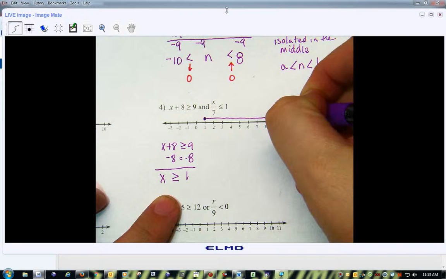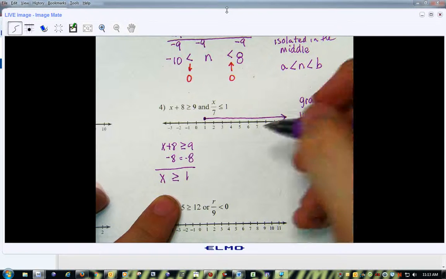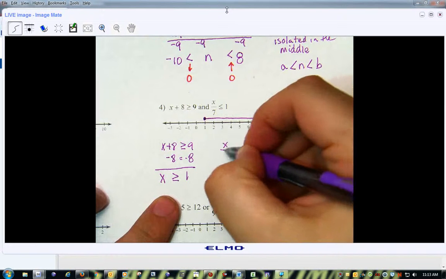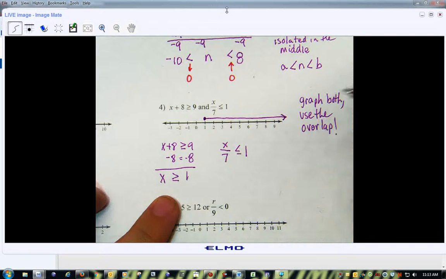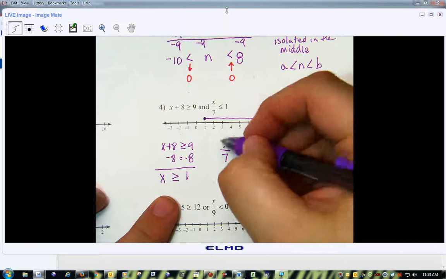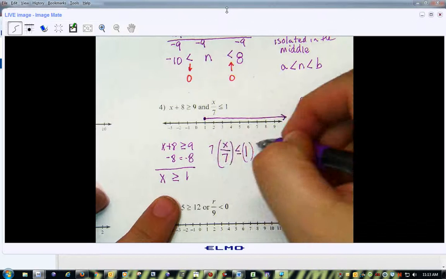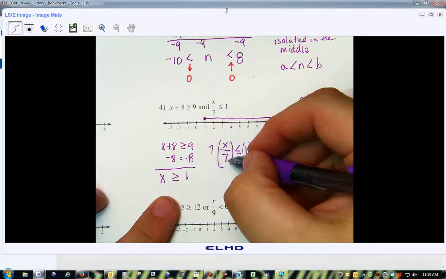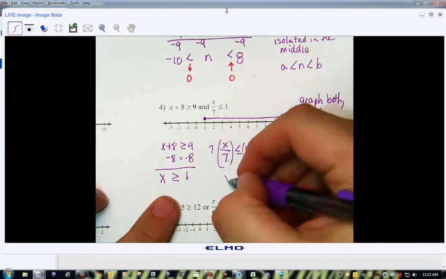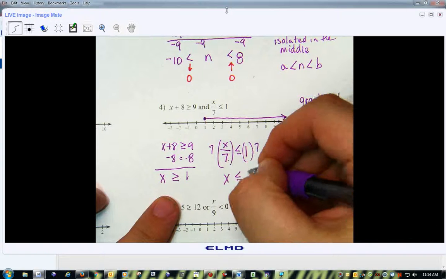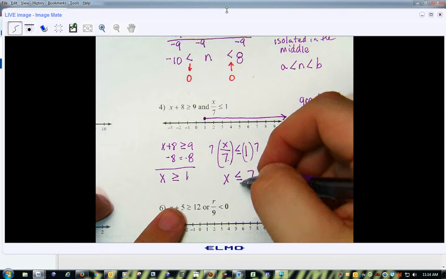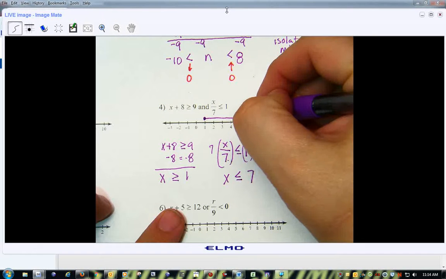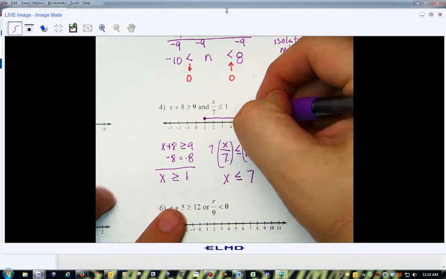And now, I want to go x over 7 is less than or equal to 1. Now, how do I solve that for x? Yeah, multiply by 7. 7 times 1 over 7 is 1, so they divide out. I get x is less than or equal to 7. Now, is this going to be an open dot or a closed dot? All right, so at 7, I'll have a closed dot, and I want all the stuff to the left.